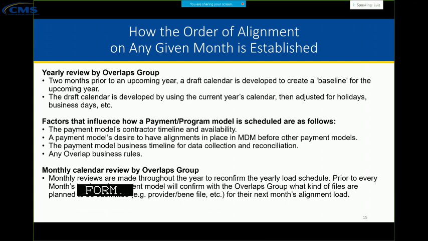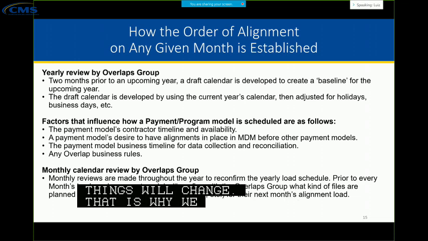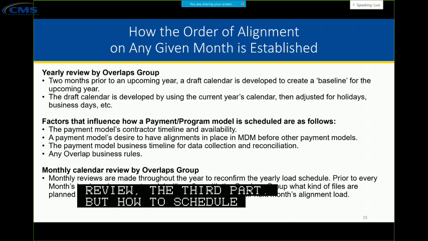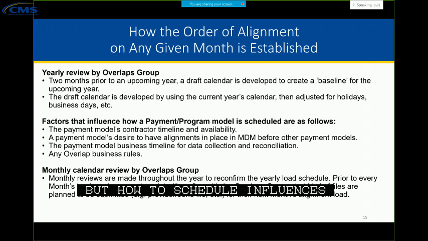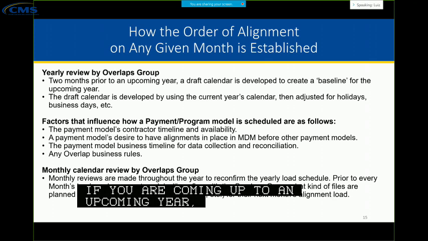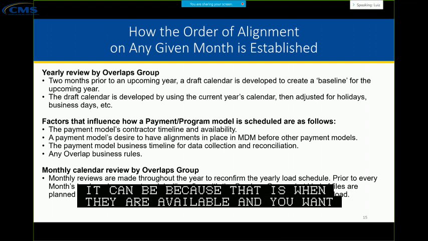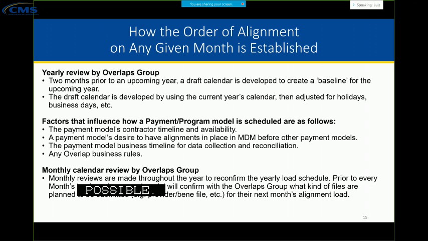Now, over the course of the year, things will change. That's why we have the monthly review, that's the third part. But how the schedule itself influences the calendar. If you're coming up to an upcoming year, it's not necessarily for overlap precedence or anything. It could be for different reasons. So one, it could be because that's when your business data is available and I want to try to send it off to MDM as soon as possible. Or two, it could be because that's when my contractors are available and that's when I want to send to MDM as soon as possible.